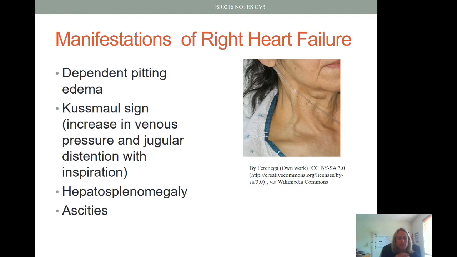Manifestations of right heart failure. When the right heart fails, blood backs up into the systemic venous circulation. This can result in dependent pitting edema, such as in the calves and feet. The Kussmaul sign is an increase in venous pressure and jugular distension, particularly with inspiration. Hepatosplenomegaly and ascites are all due to that systemic edema.